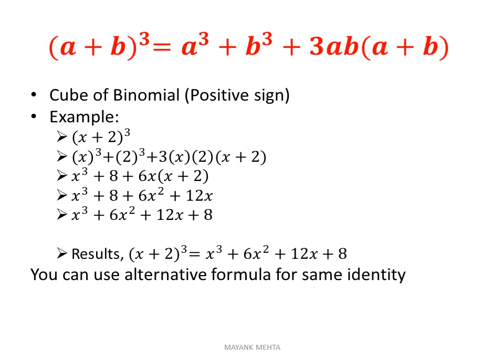You can use an alternative formula for the same identity, and the alternative formula is (a+b)³ is equal to a³ + 3a²b + 3ab² + b³. You can use either of these two identities.